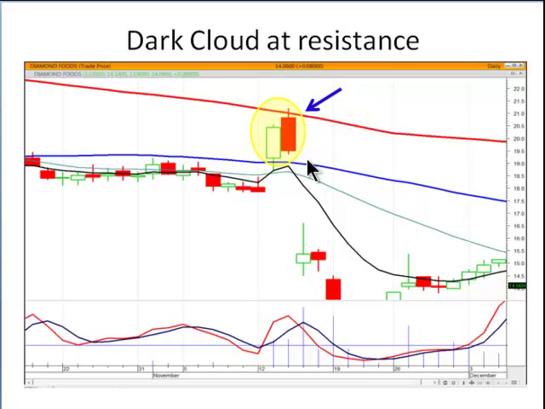Could it bounce off the 50 or the T-line and head back up? Yes, but why go against the probabilities? The probabilities right now are telling you that they're heading lower. This is what you want to keep from being in, this big gap down once they have failed a resistance level.